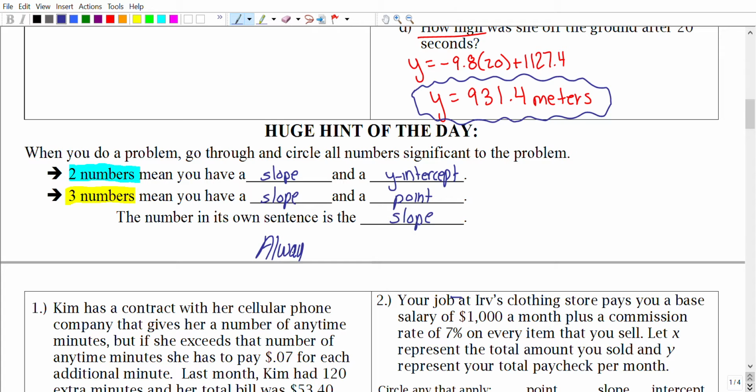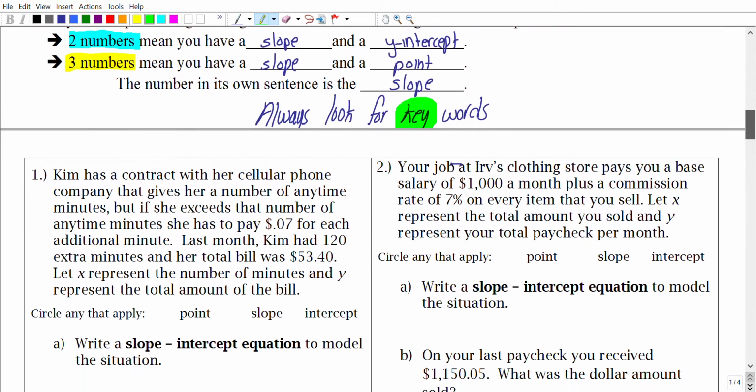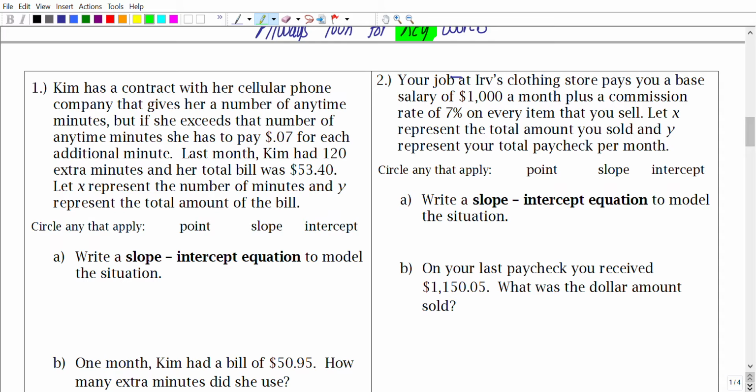Always look for keywords. Okay? Always look for keywords, like we wrote up top. Okay? Alright, let's go ahead and try out 1 and 2, and then I'm going to have you try 3 and 4 on your own. So let's see what we got.